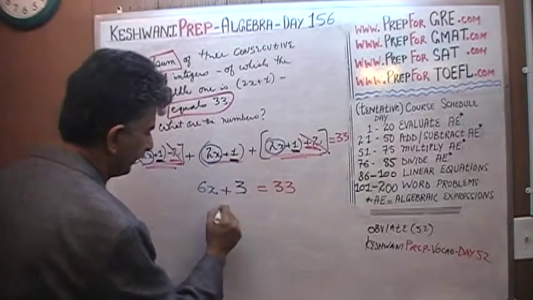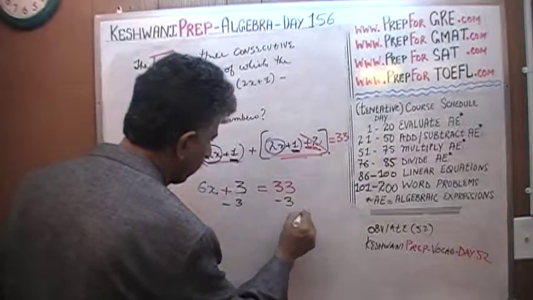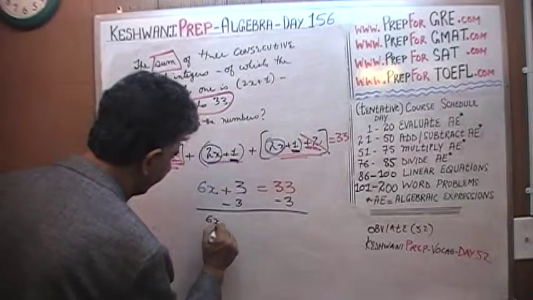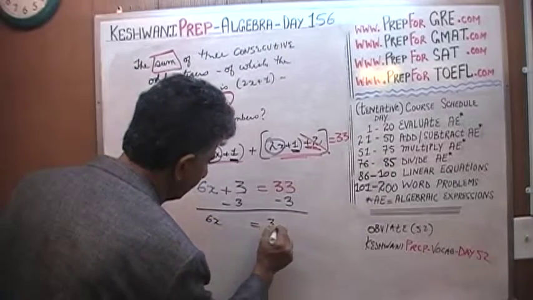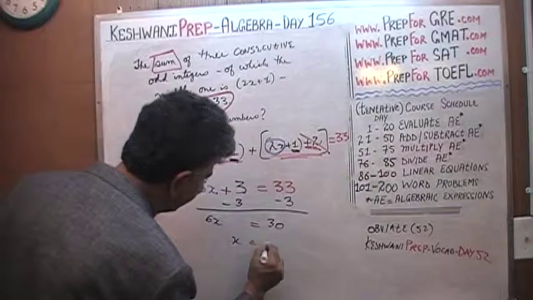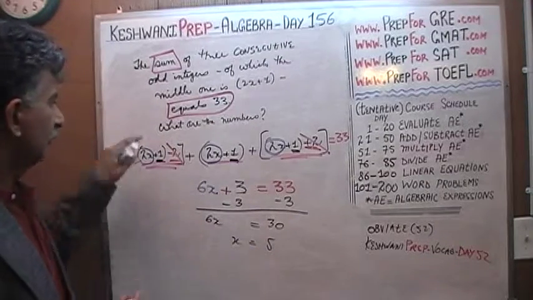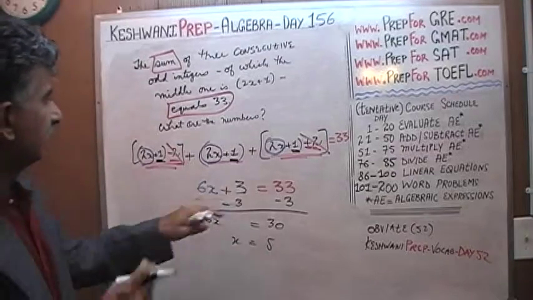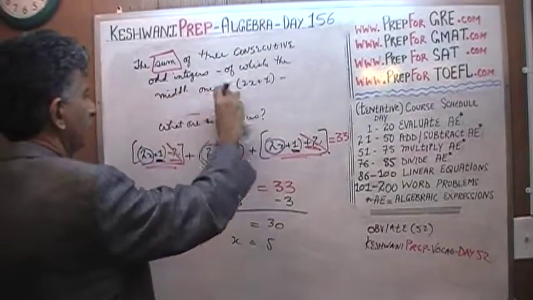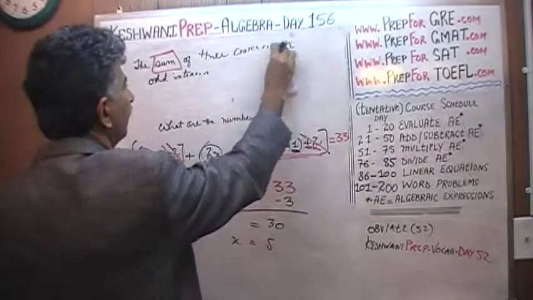Let's subtract 3 from both sides. So we get 6x equals 30, which means x equals 5. And that's the x, that's not the answer. The question was, what are the numbers? The numbers are right here. Now we have to figure out each individual number.